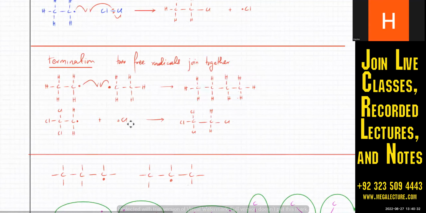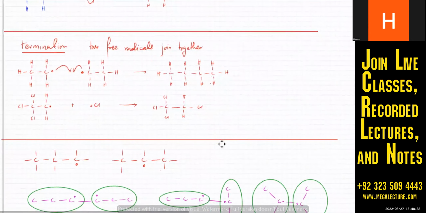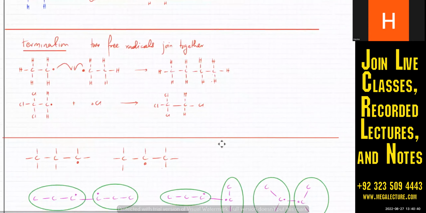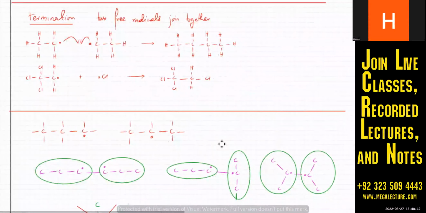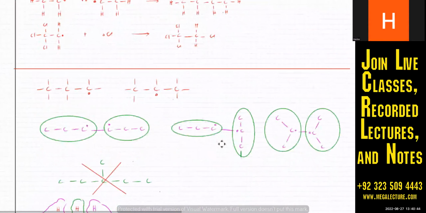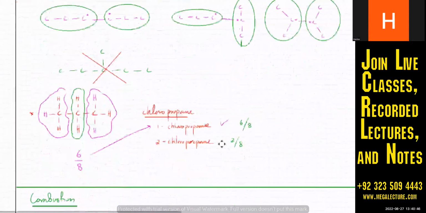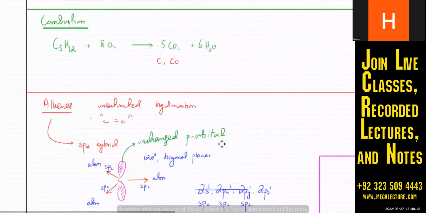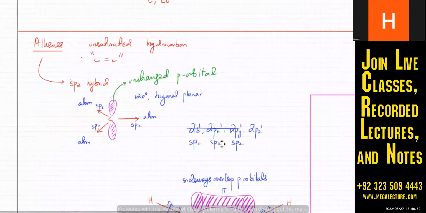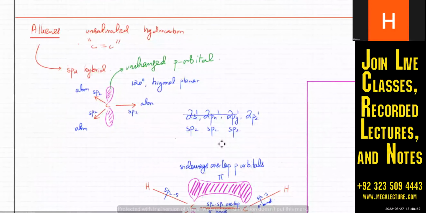This one bonds with Cl, so they end up forming a molecule. So anyways, that's your termination step, and that's free radical substitution, right? Is that clear? Yes, sir. So anyways, let's move to alkenes now. This is where A2 organic will start.